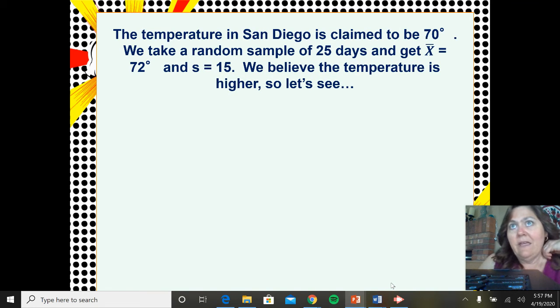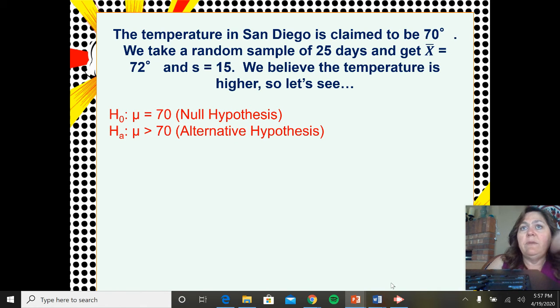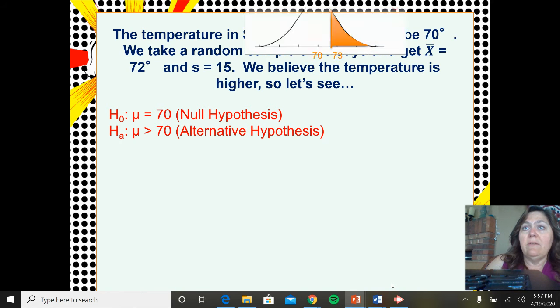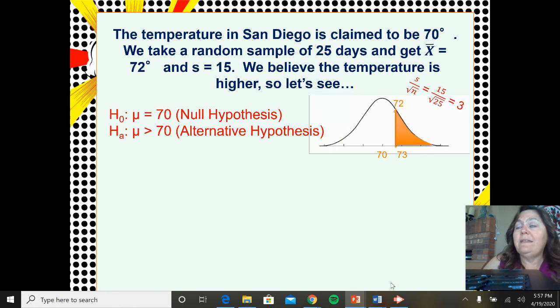One last one, guys. The temperature in San Diego is claimed to be 70 degrees. We take a random sample of 25 days and get this mean and this standard deviation. We believe the temperature is higher. So let's see, what would be your H0? Is that mu equals 70? That's the claim, right? We don't change the claim. That's our null hypothesis. We believe it to be higher than that, so our alternative hypothesis is mu is greater than 70. Now we're doing a right-tailed test.